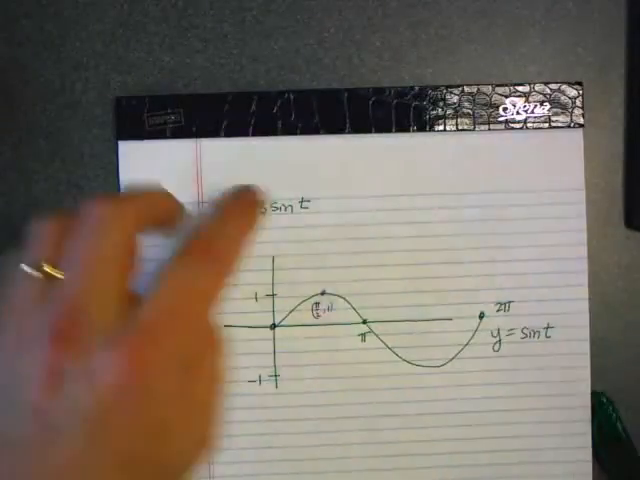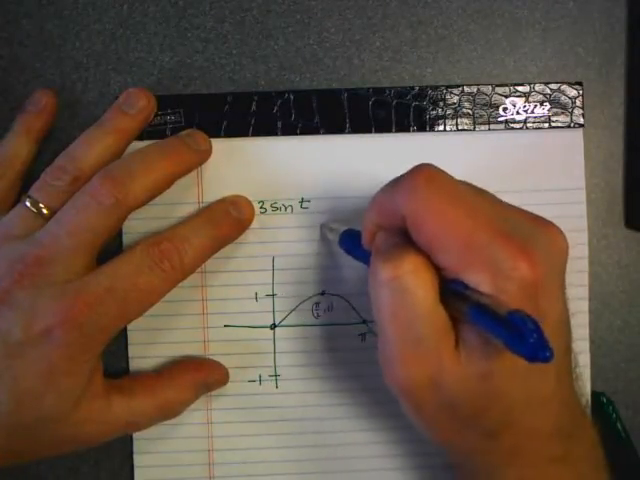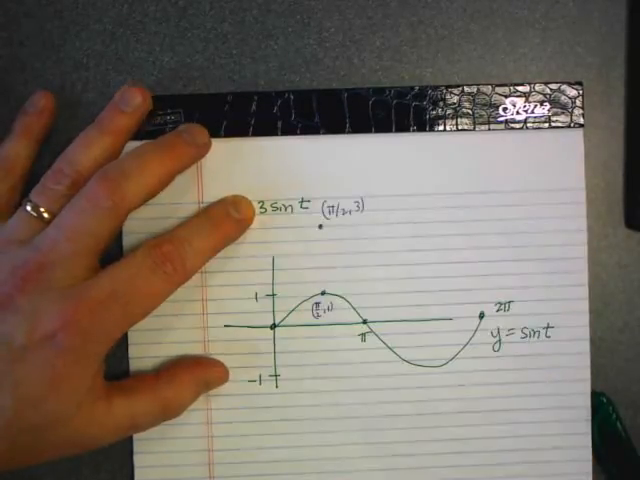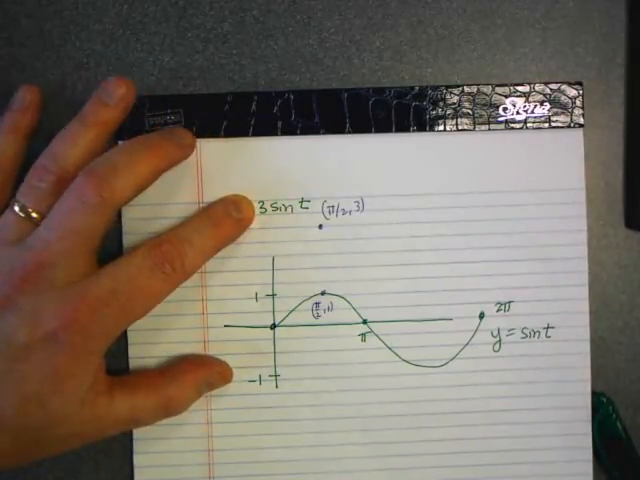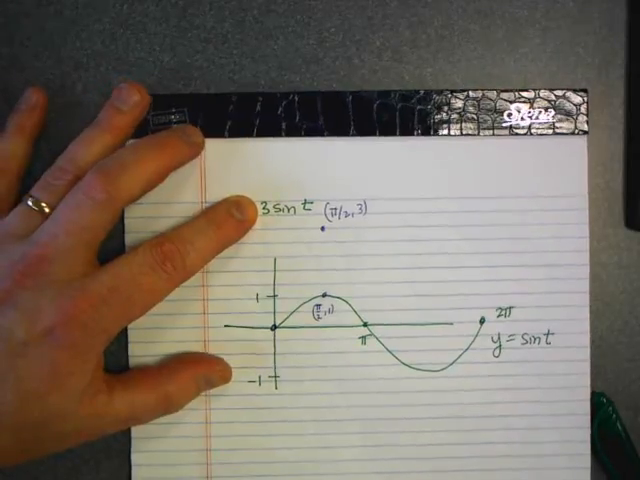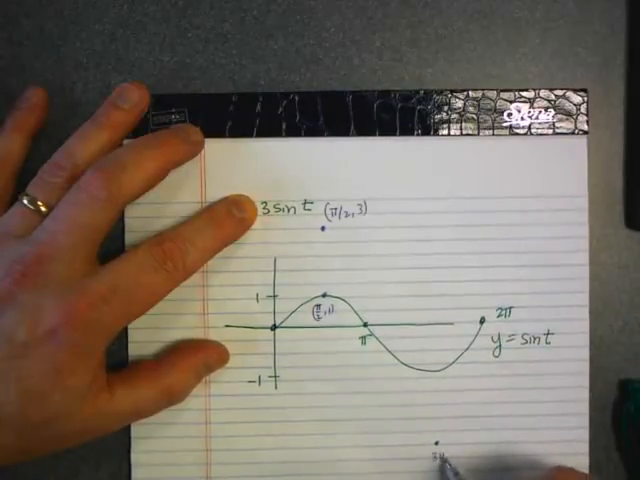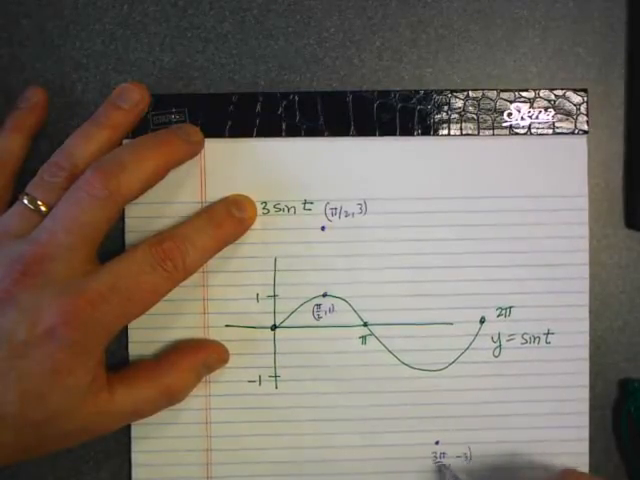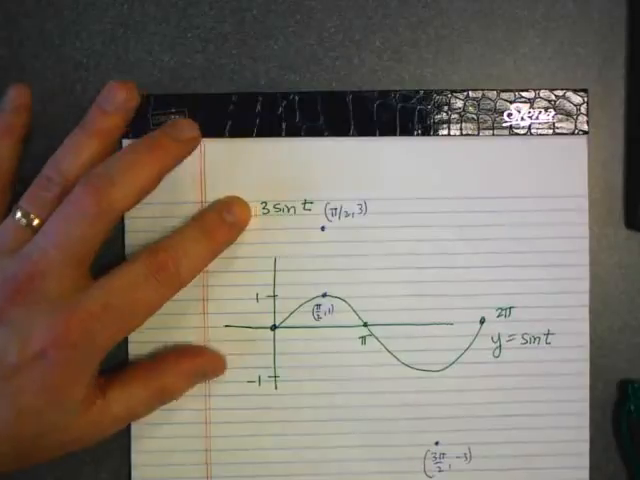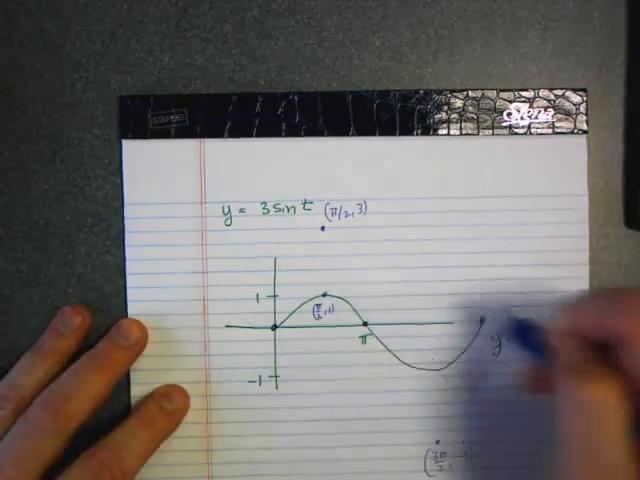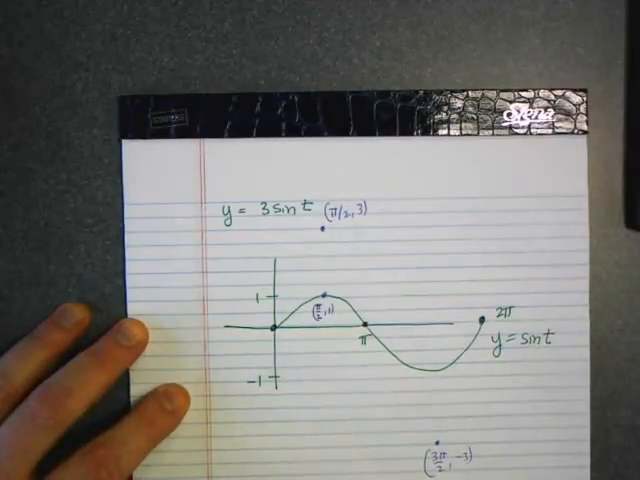So if I put a 3 out front here, what it's going to do is it's going to make the graph go 3 times higher right there. And 3 times lower right here. Absolutely. What's going to happen at this point? The y value is going to stay the same because 0 times 3 is still 0. And this point is going to stay the same too.